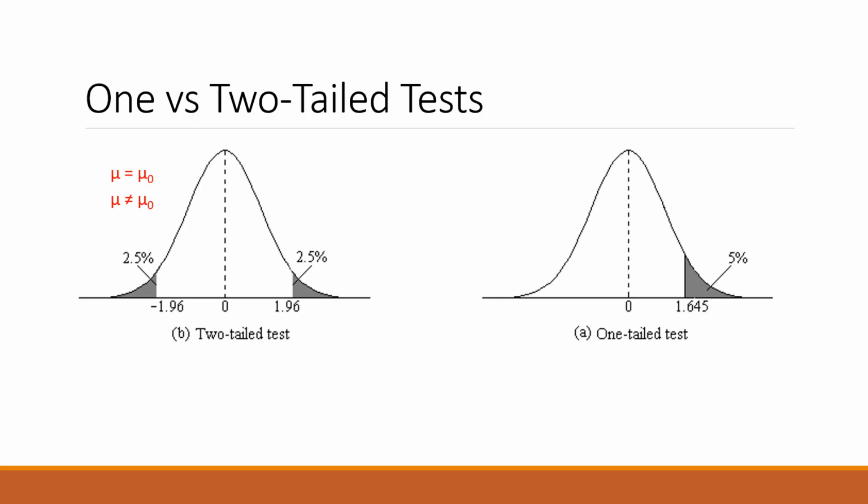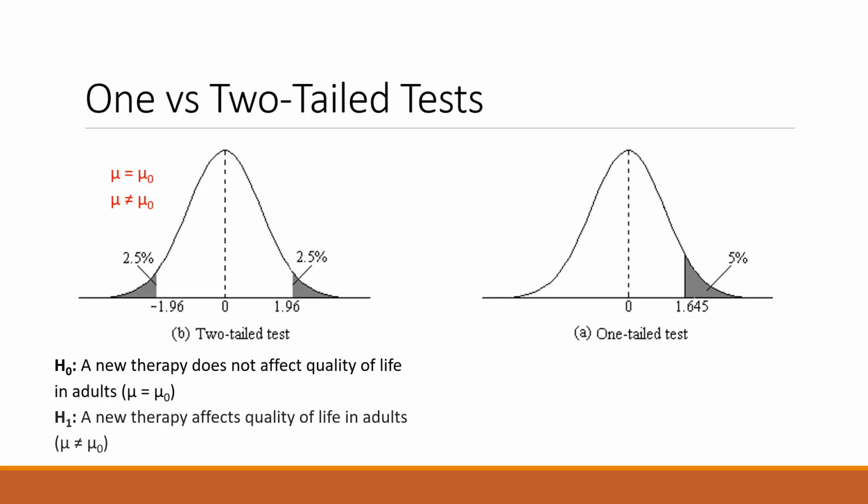So maybe we're interested in a new therapy technique meant to change the quality of life in adults with depression. Our null hypothesis would be that the new therapy technique does not affect quality of life in adults with depression. In other words, the mean of the therapy group is equal to that of the population. There is no effect of the therapy. Our alternative hypothesis is that the new therapy technique does affect the quality of life in adults. The mean of our group is different than that of the population.